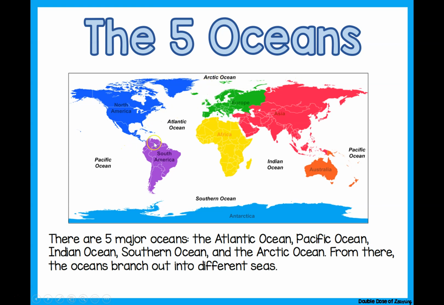Okay, so the ocean is split into 5 chunks, but it's really all merged together, right? All the waters in the ocean are connected. So from there, the oceans branch out into different seas. So seas are like extensions of the ocean, but they're smaller and they have more land around them than the ocean.